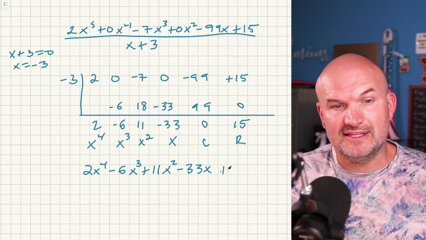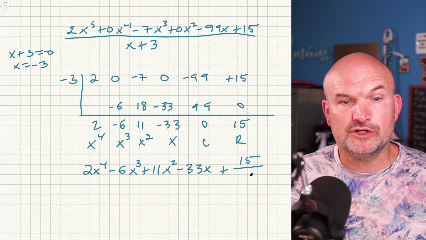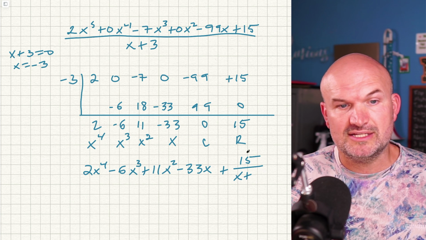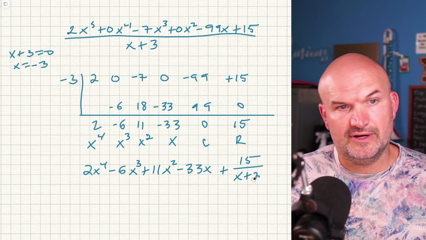And then I'll take the remainder and put it over your divisor, which is going to be x plus 3. There you go.